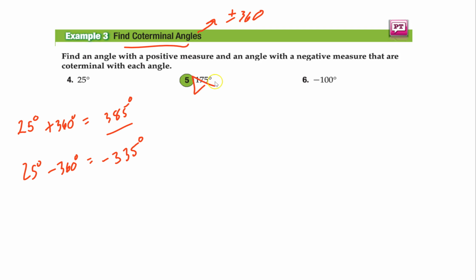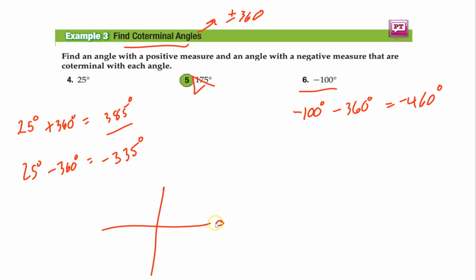Let's skip this one because it's the same thing. Let's do this one. They want me to find a negative coterminal angle? Well, I'm already at negative 100, so let's subtract off another 360. I get negative 460. Let me actually draw this one. So negative 100, ready to go down. Here's negative 180. Negative 100 is over here somewhere.